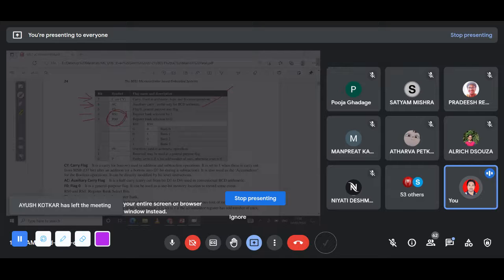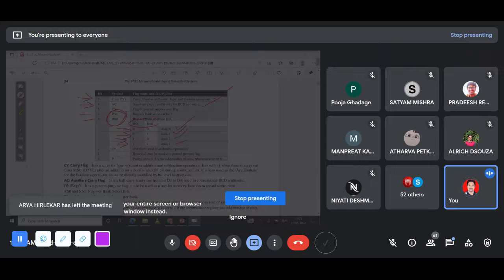What are RS0 and RS1? Register bank selection bits. So when RS0 and RS1 are both 0 0, you are selecting register bank 0. When RS0 is 1 and RS1 is 0, you are selecting bank 1. When RS0 is 0 and RS1 is 1, you are selecting bank 2. And when both RS0 and RS1 are 1 1, you are selecting bank 3.